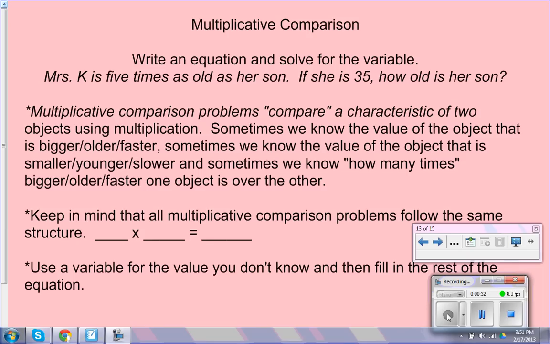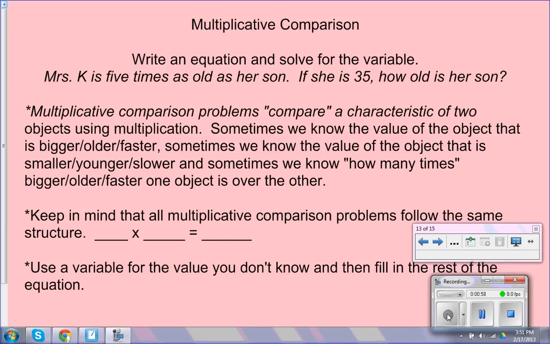So a multiplicative comparison problem, they compare the characteristics of two objects using multiplication. Sometimes we know the value of the object that is bigger or older or faster. Sometimes we know the value of the object that is smaller or younger or slower. And sometimes we know how many times bigger, older, faster one object is over the other.